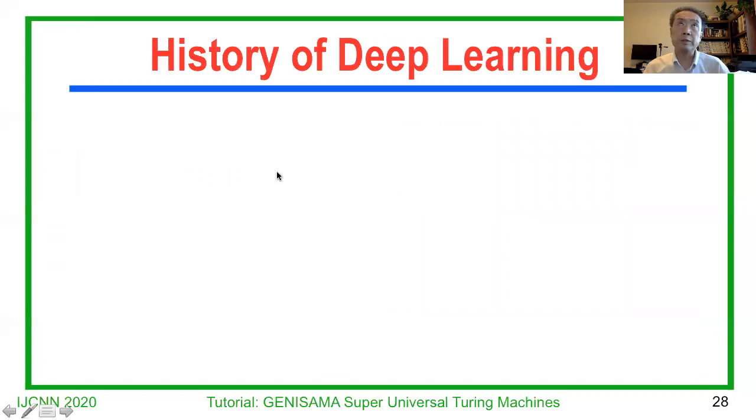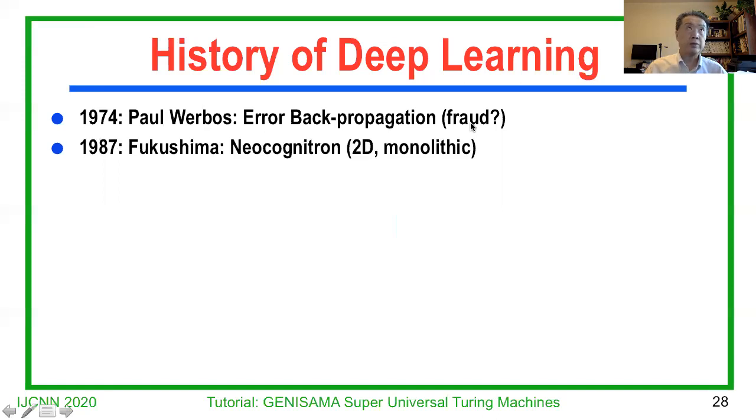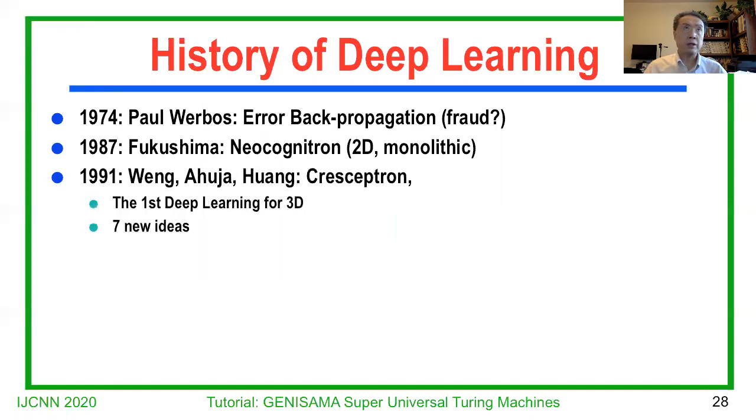In more detail, we talk about deep learning only because deep learning is hot right now. Paul Werbos, as early as 1974, published error propagation for neural networks, a very early work. And I think that error propagation based on the gradient descent method amounts to fraud. But I put a question mark. I just ask people to discuss it. Then Fukushima had the Neocognitron. It's for 2D patterns, not 3D.